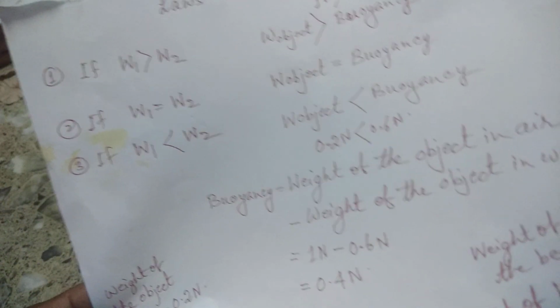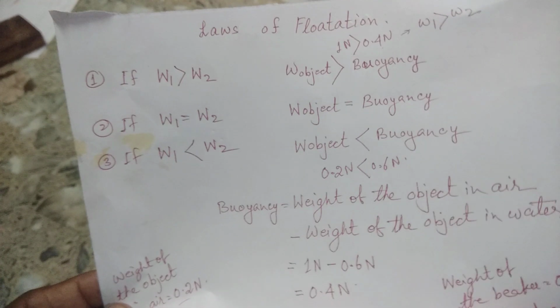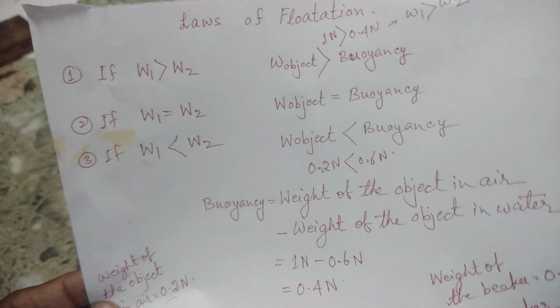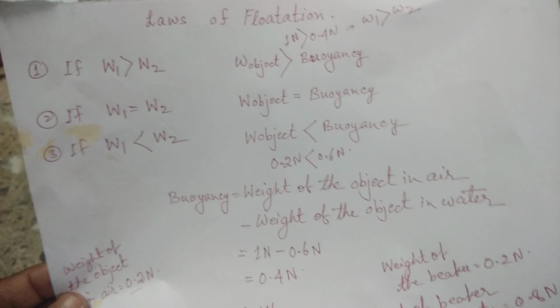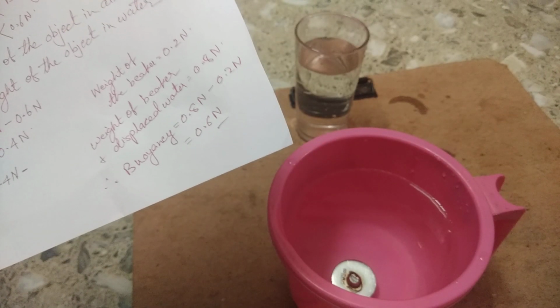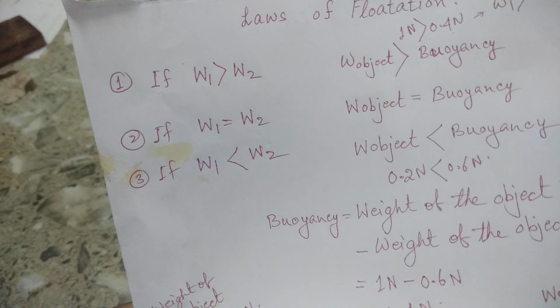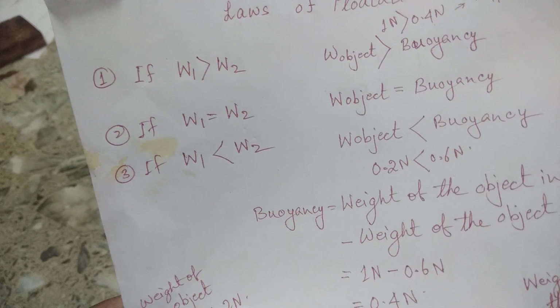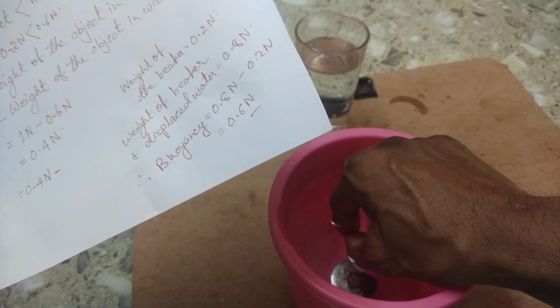And in the second case, W1 equal to W2, how will we find it? For the second case, you have to take water with alcohol, the same amount of water and alcohol, and put an olive oil in that liquid. Then the olive oil will float in equilibrium. What is the meaning of equilibrium? Equilibrium means there is no resultant force. Resultant force is 0 in the upward or downward direction. That means the object will float in that position only. Suppose I am putting this olive oil in this position, then it will float in this position. It will neither go upward nor downward. That is in equilibrium, right?